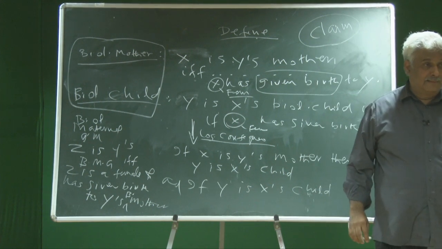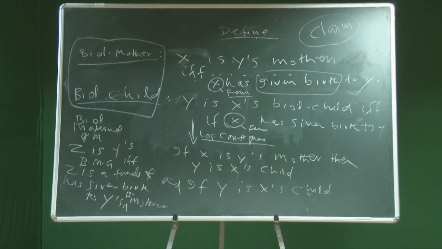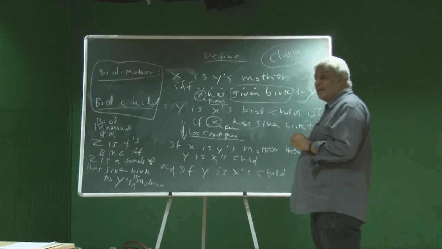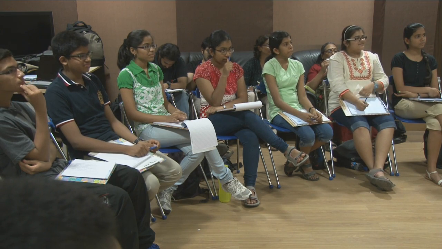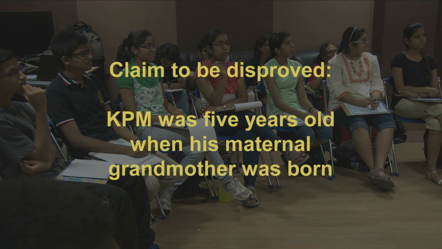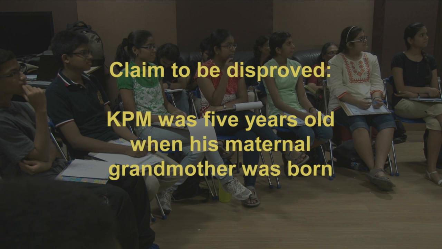What about this? I claim, I'm making a claim that I was 5 years old when my maternal grandmother was born. So let's go back. How will you prove to me that it cannot be the case that when my maternal grandmother was born, I was 5 years old?